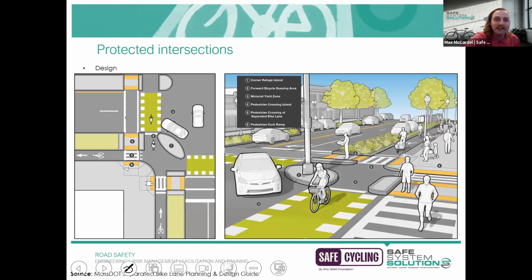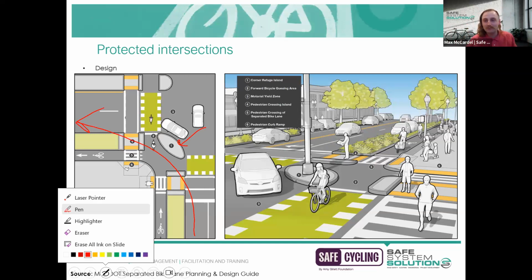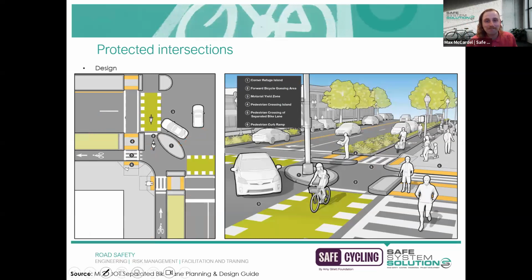So number one, as I've spoken about already, the corner refuge is really, really critical. We need that in order to slow down vehicles and ensure that they are taking this more tightened up curve and not just cutting across this area here. That would completely defeat the purpose of this protected intersection, and it wouldn't really be a protected intersection without it. So that's number one. Number two is a forward bicycle queuing area.